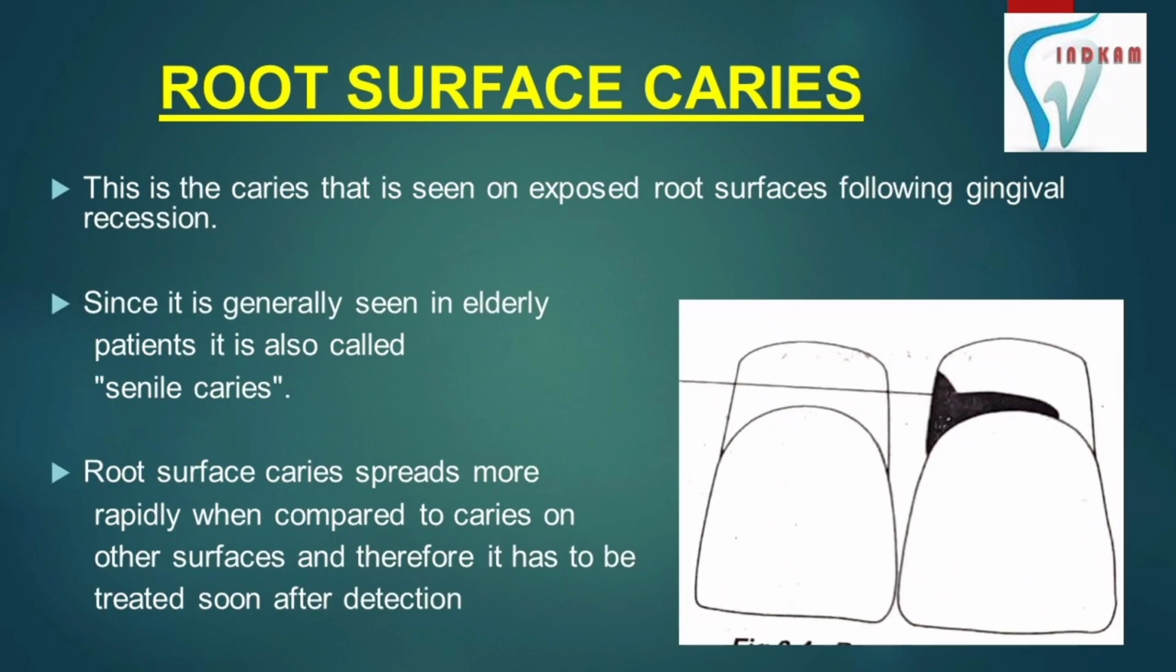Root surface caries. This is the caries that is seen on exposed root surface following gingival recession. Since it is generally seen in elderly patients, it is called senile caries, and root surface caries spreads more rapidly when compared to caries on other surfaces, and therefore it has to be treated soon after detection. This type of caries is rapid in progression and it is very close to the pulp also, and this type of caries is difficult to restore.